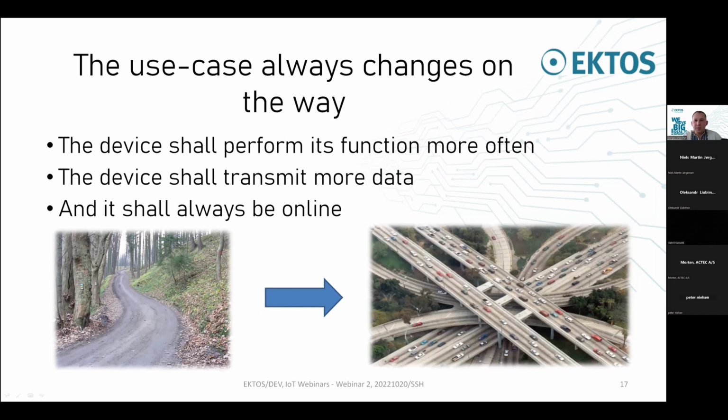Yeah, the use case always changes on the way. It happens pretty often. So basically, the device shall perform its function more often. For example, the sensor shall measure not every hour, but every 10 minutes, and the battery shall remain the same. So of course it will influence the battery life. And by the way, the device shall transmit more data, not 16 bytes per day, but 2 kilobytes per day. And at the same time, the device shall be always online.